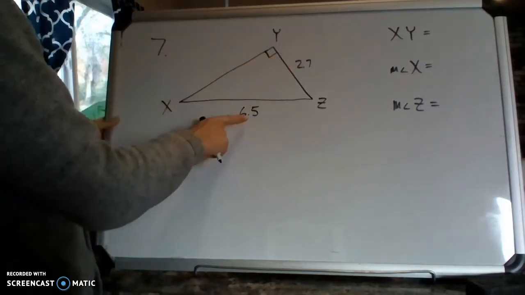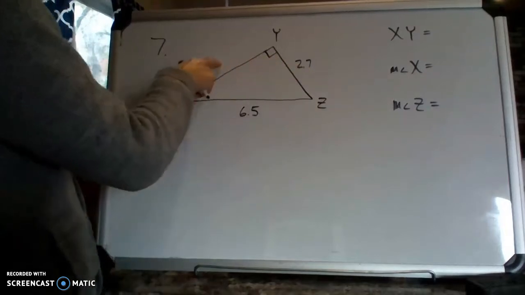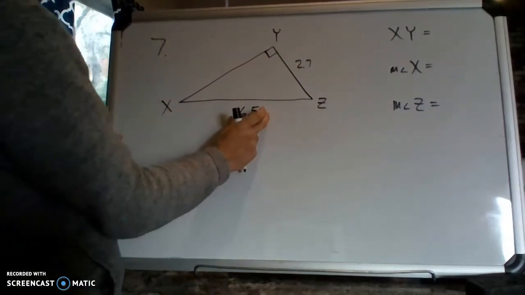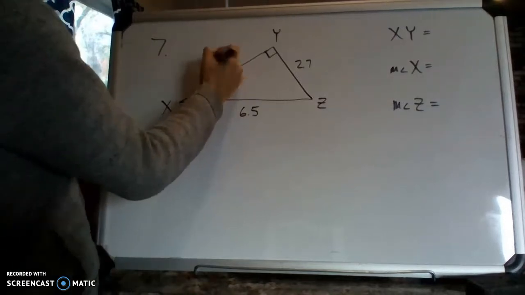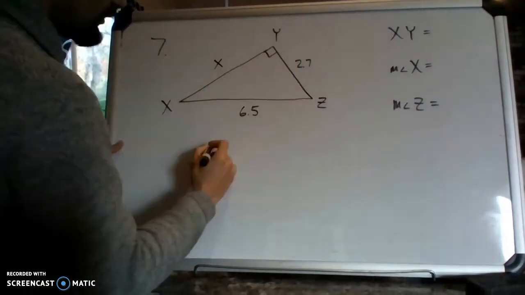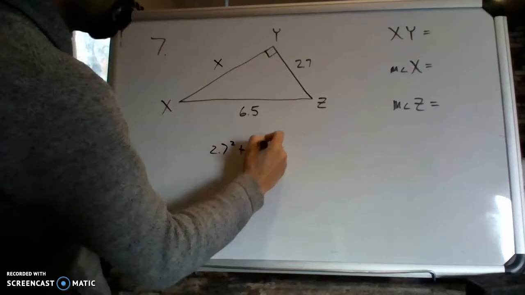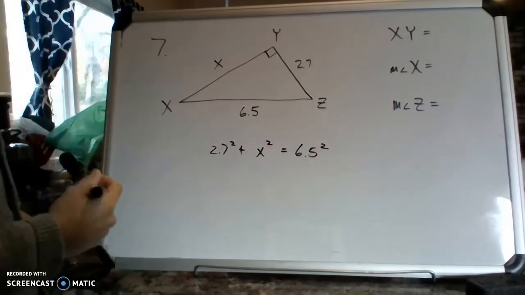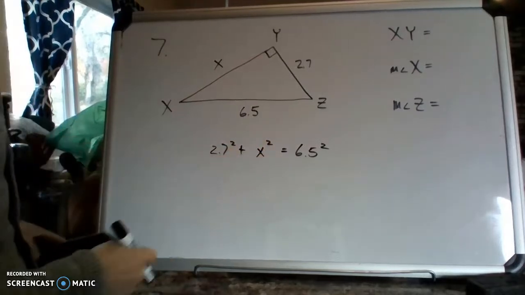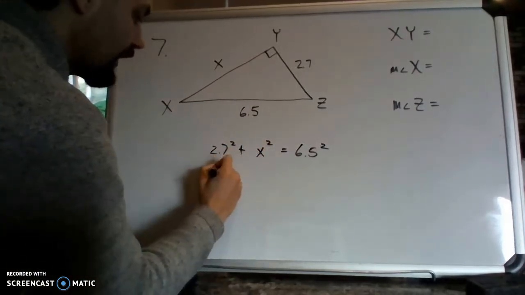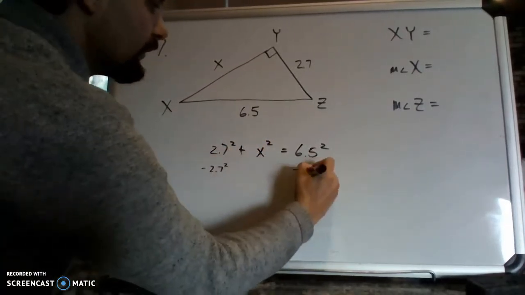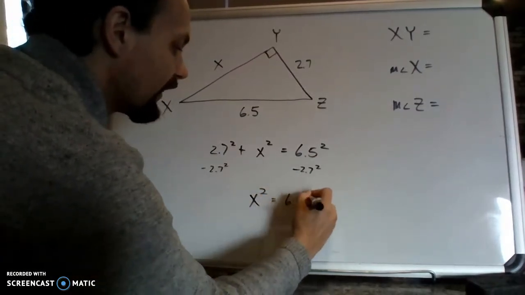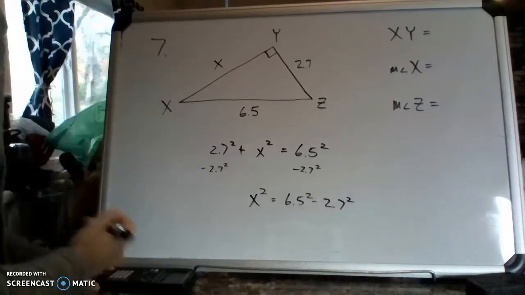I see a lot of students, they'll just do this one squared plus this one squared equals the unknown one squared. But you always have to make sure the hypotenuse is the one that's alone. Okay, so we'll just put in an x here. That would be 2.7 squared plus x squared equals 6.5 squared. So now we need to get x alone. So I'm going to subtract the 2.7 squared over to the other side. That gives us x squared equals 6.5 squared minus 2.7 squared.